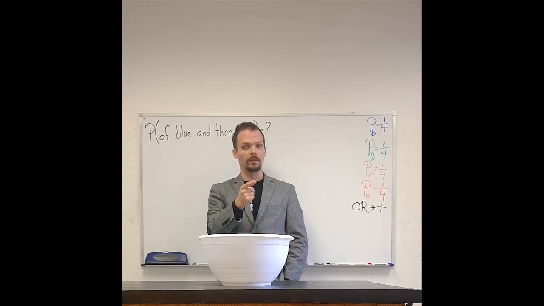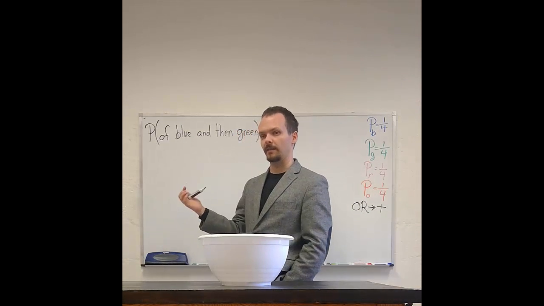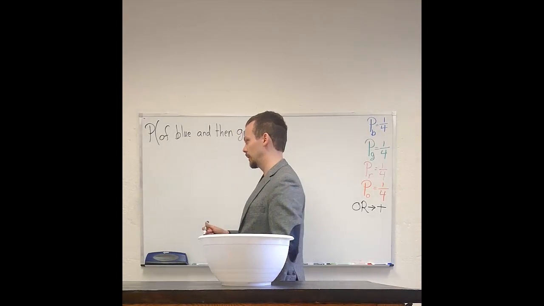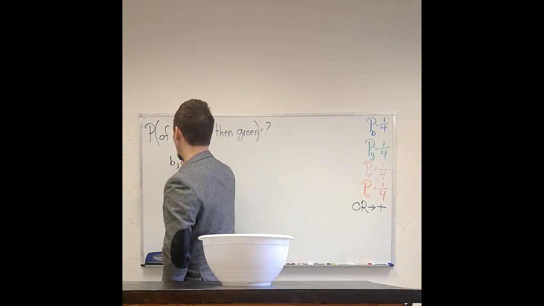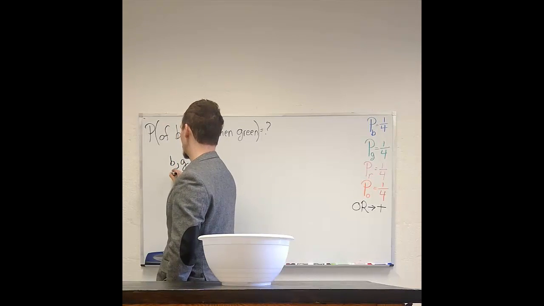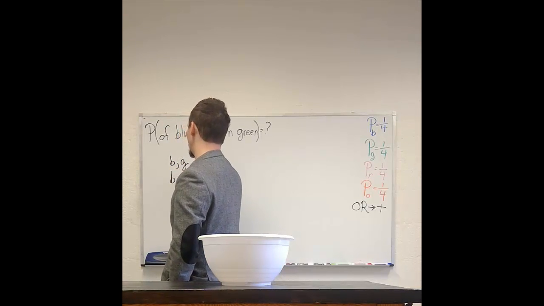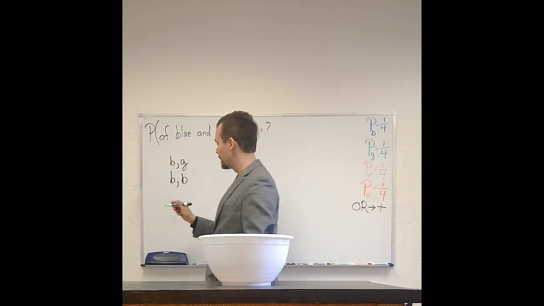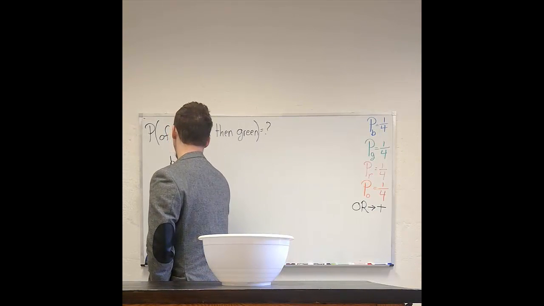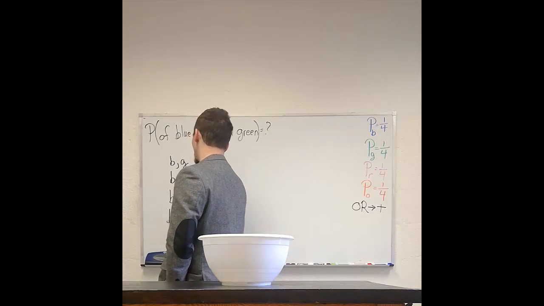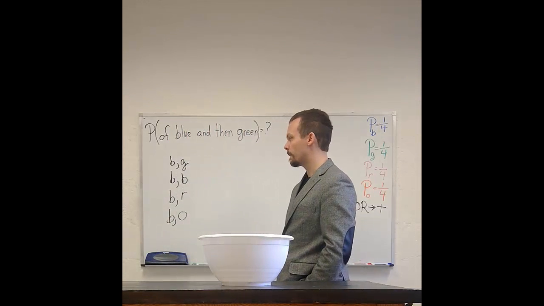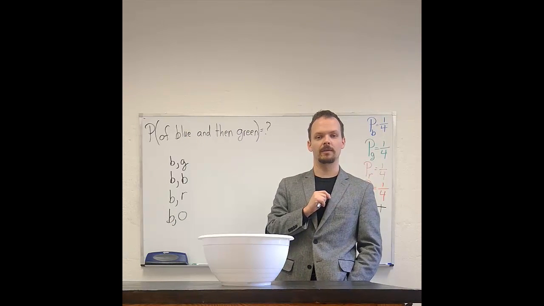Well, let's list all of the different options that can result of me pulling out two markers. Well, I could pull a blue and then a green, of course. I could pull a blue and then another blue because I put it back. I could pull a blue and then a red, or finally a blue and then the orange marker. Those are four possible options.